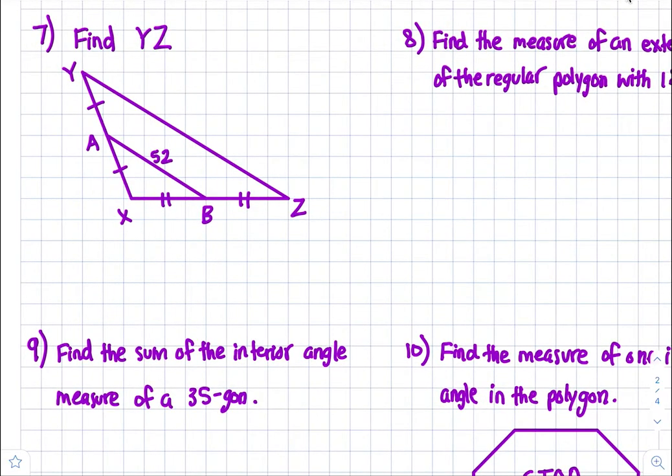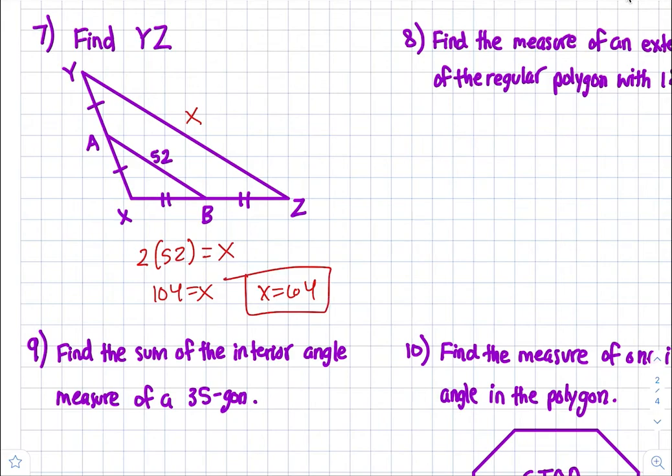So, for number 7, you are trying to find YZ. You're trying to find this length right here. Well, if you guys know that this is 52, then this value, you guys, is just double of this. So 2 times 52 is equal to x. 2 times 52, you guys, is 104. So that one should have been 104. X equals 104. I'll write it like this so that you guys know. X equals 104.